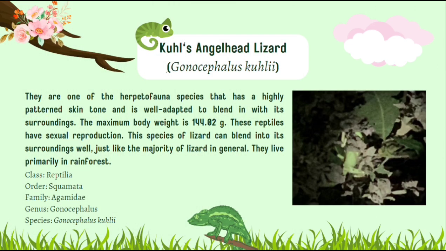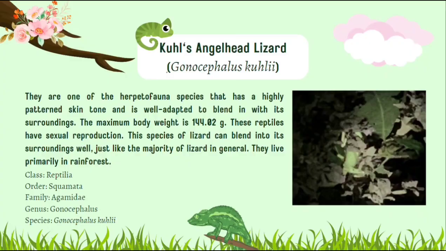Anglehead lizard. They are one of the herpetofauna species that has a highly patterned skin tone and is well adapted to blend in with its surroundings. The maximum body weight is 144.2 grams. These reptiles reproduce sexually. The species can blend into its surroundings well, just like the majority of lizards in general. They live primarily in rainforests. The species are from class Reptilia, order Squamata, family Agamidae, genus Gonocephalus, and species Gonocephalus cohli.